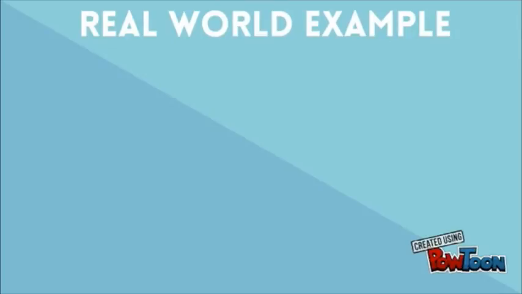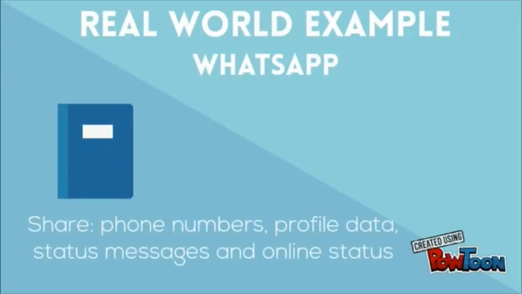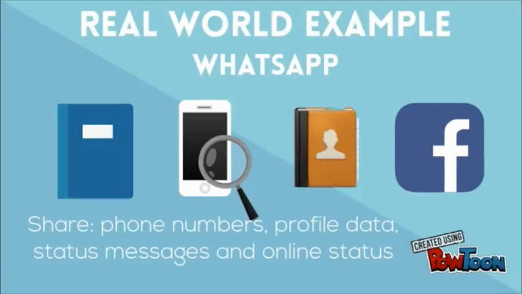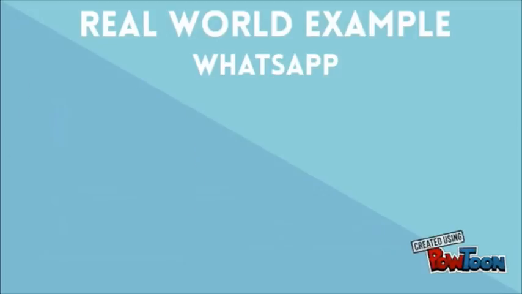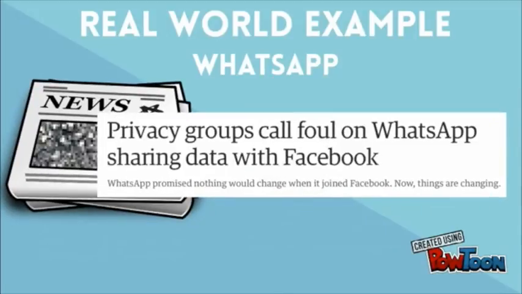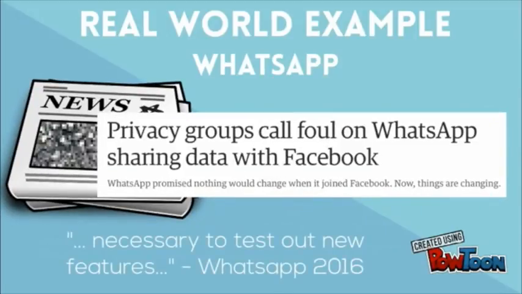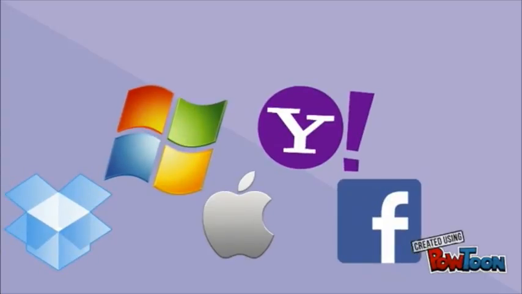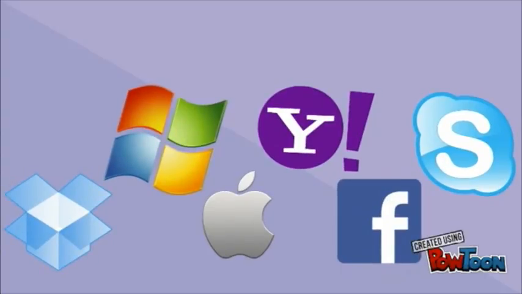In August 2016, WhatsApp changed its terms of service to share phone numbers, profile data, status messages, and online status with its parent company, Facebook. This change is activated by default, with more than 1 billion users only having 30 days to opt out of the data sharing. To defend themselves, WhatsApp stated that the sharing of this data is necessary to test out new features and that the messages will still be encrypted and therefore unreadable by staff. However, companies like Dropbox, Microsoft, Apple, Yahoo, Facebook, and Skype have been accused of doing very similar things.